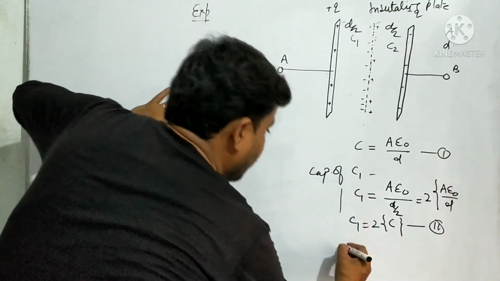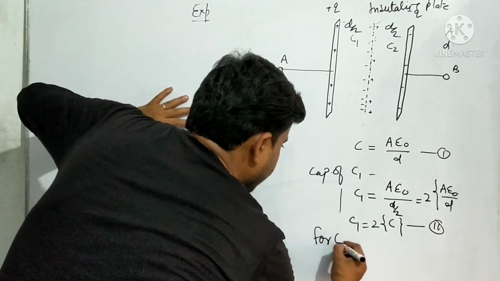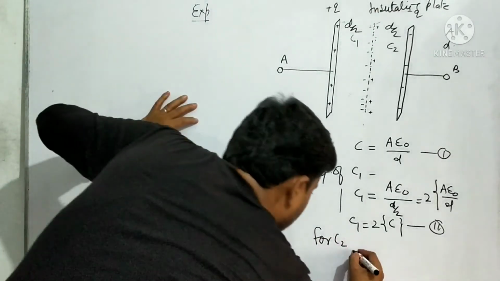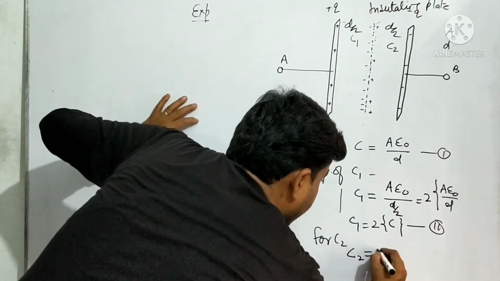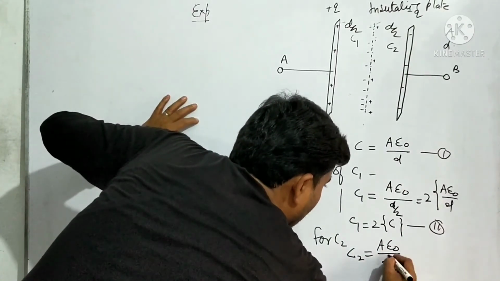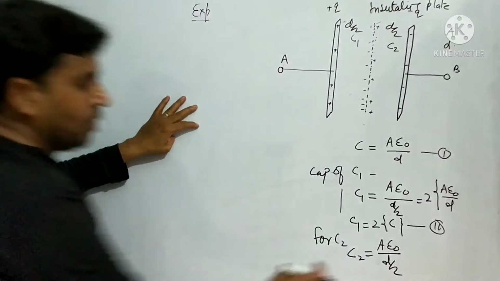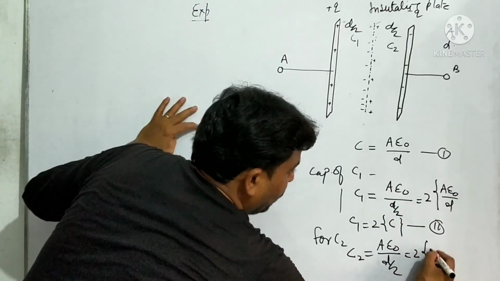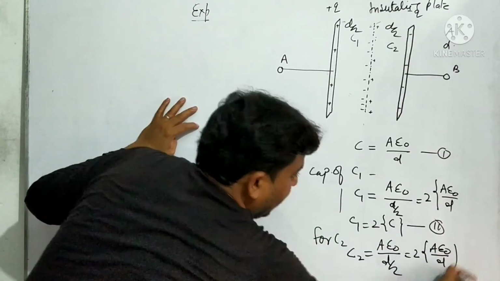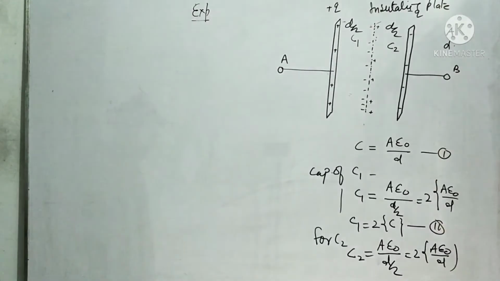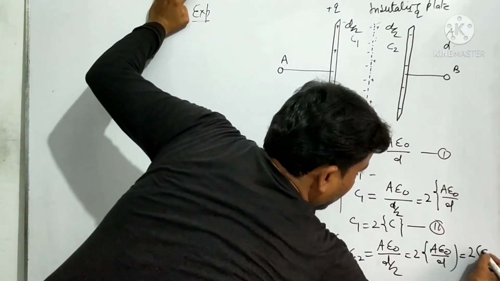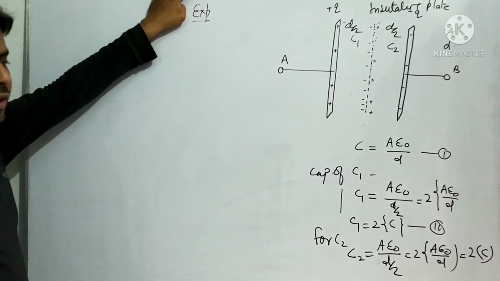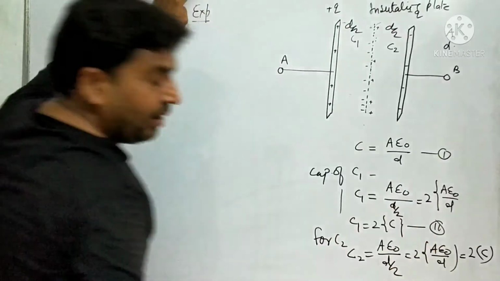Similarly for C2. C2 equals A epsilon naught over d by 2, the same process and same calculation, 2 into A epsilon naught over d. I am checking the board, yes. It is also 2 into C. So it is also double.